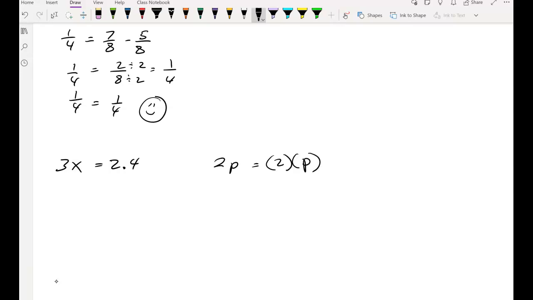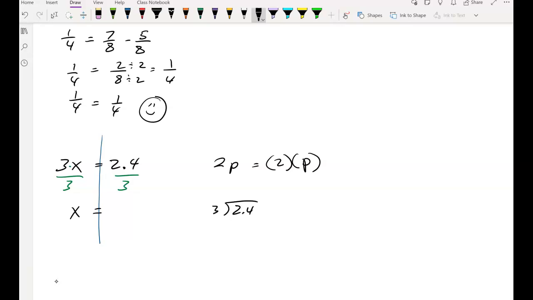And so what's the inverse? Make sure we have our line here. What is the inverse of multiplication? What's the opposite of multiplication? It is division. So I have to divide by 3. Divide both sides by 3. Because 3 divided by 3 is 1, and 1 times x is just x. So this is x. And 2.4 divided by 3, well, let's see here.